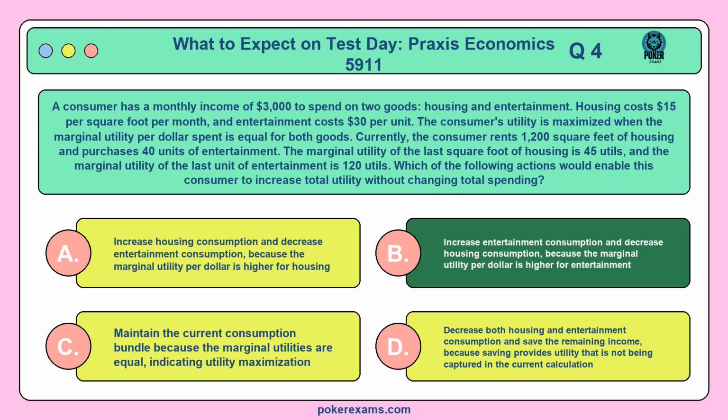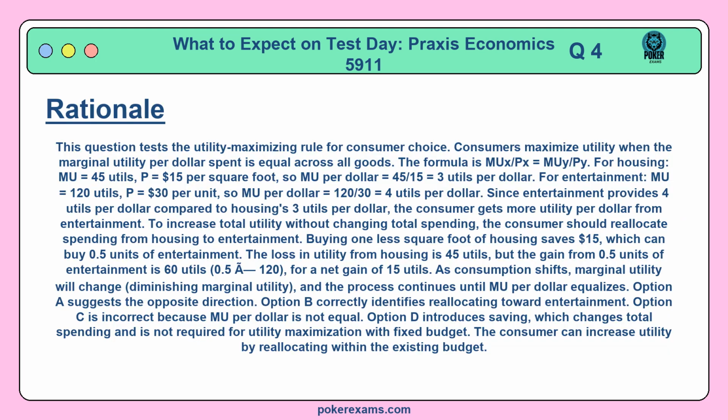The correct answer is B. This question tests the utility maximizing rule for consumer choice. Consumers maximize utility when the marginal utility per dollar spent is equal across all goods. The formula is MUx/Px equals MUy/Py.